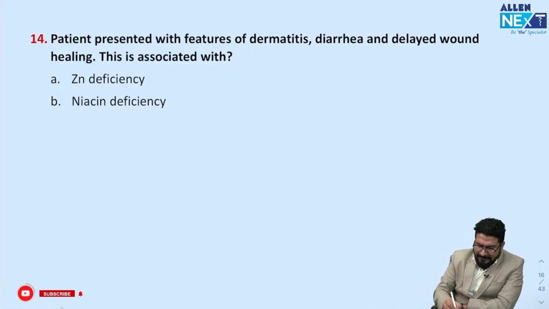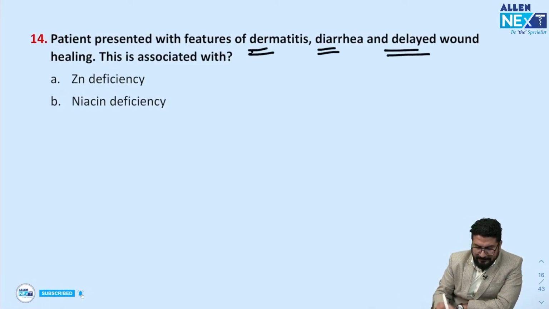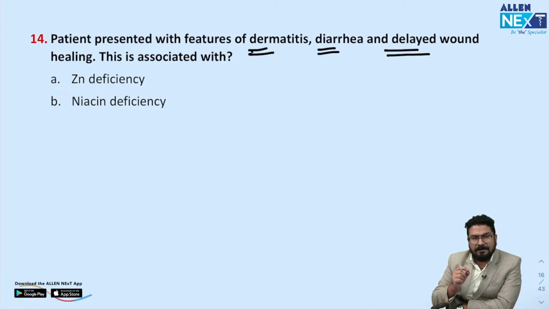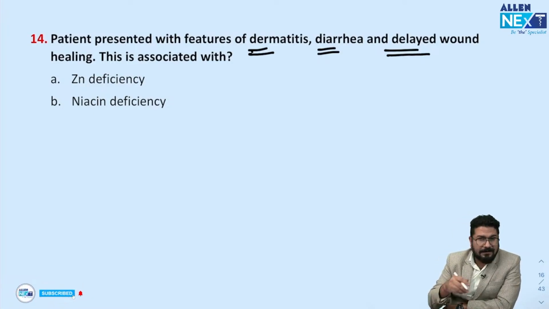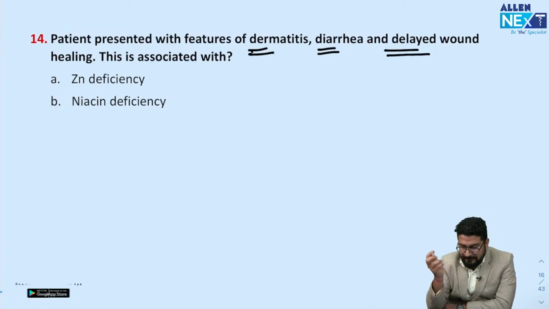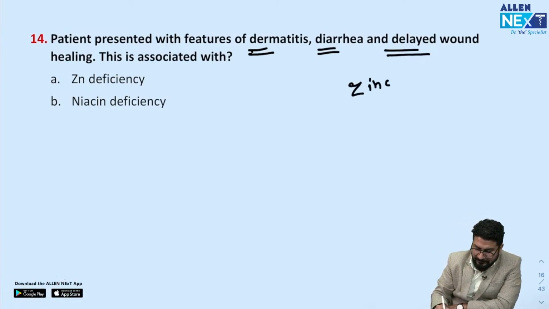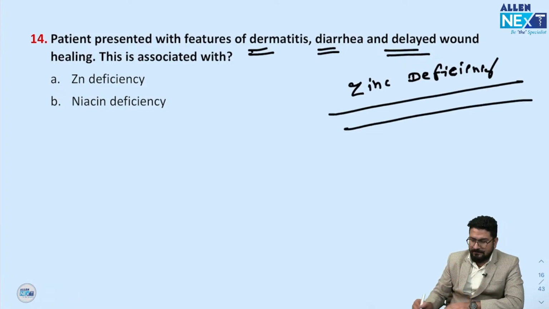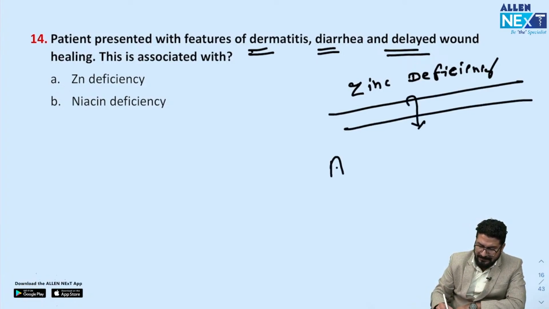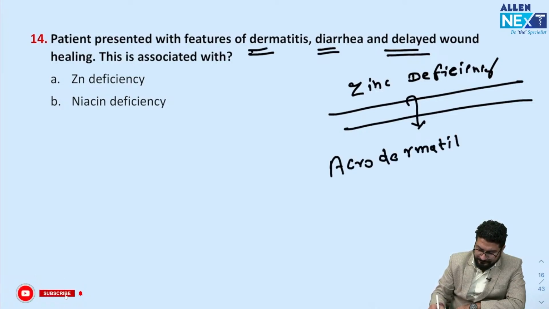Okay, patient presented with features of dermatitis, diarrhea and delayed wound healing. So remember the most important metal which I can say for wound healing is zinc, and the most important enzyme will be matrix metalloprotease. In diarrhea in children, we also give ORS with zinc. So remember, this is the case of zinc deficiency. Zinc is that element which is important, and there is a condition which occurs due to zinc deficiency, that's called acrodermatitis enteropathica. So actually it's a case of acrodermatitis enteropathica.